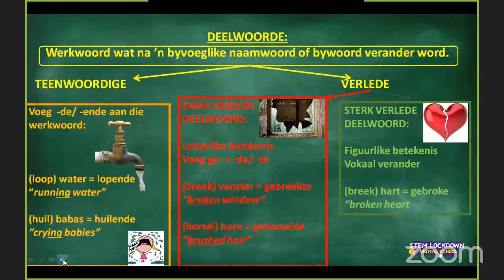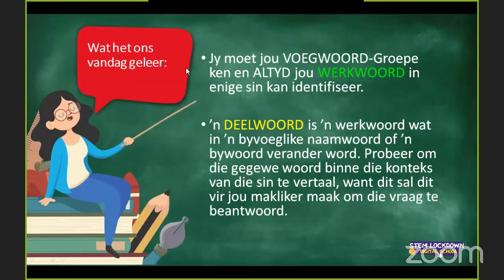Okay, net gou 'n paar goedjies. Wat het ons vandag geleer? Jy moet jou voegwoordgroepe ken. You need to know your conjunction groups. En dan het ons gekyk na die deelwoord. We had a look at our deelwoorde, our participles, and where they fit in the context of the sentence.